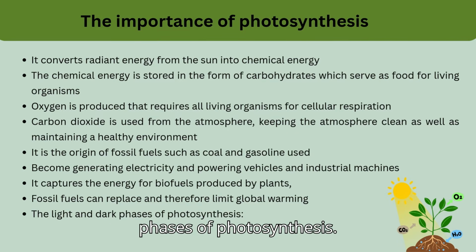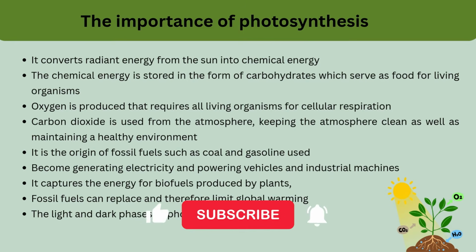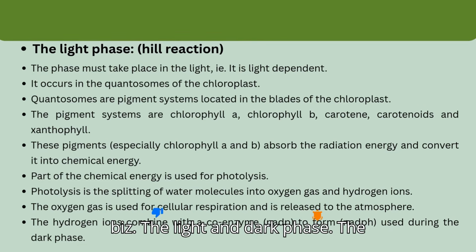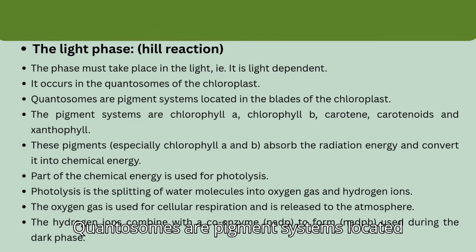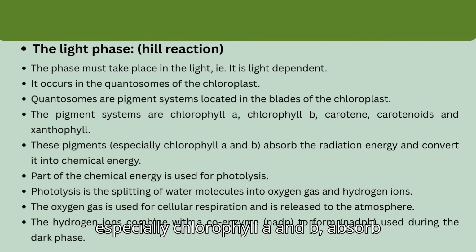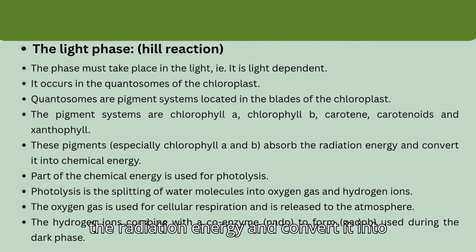The light and dark phases of photosynthesis. Photosynthesis takes place in two steps, viz. the light and dark phase. The light phase, Hill reaction. The phase must take place in the light, i.e., it is light-dependent. It occurs in the quantisomes of the chloroplast. Quantisomes are pigment systems located in the grana of the chloroplast. The pigment systems are chlorophyll A, chlorophyll B, carotene, carotenoids, and xanthophyll. These pigments, especially chlorophyll A and B, absorb the radiation energy and convert it into chemical energy.